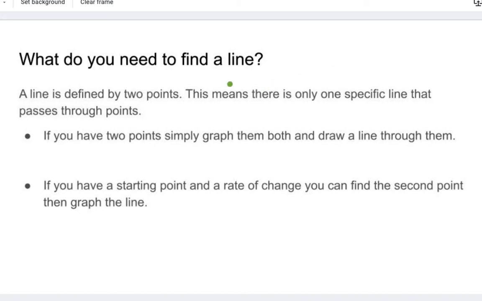Now remember, to find a line we need 2 points. So usually with the slope-intercept form we'd use the y-intercept as a starting point and use the slope or the rate of change to find another point. This time we're just going to find 2 points on the graph, the x-intercept and the y-intercept, graph those and draw a line through them.